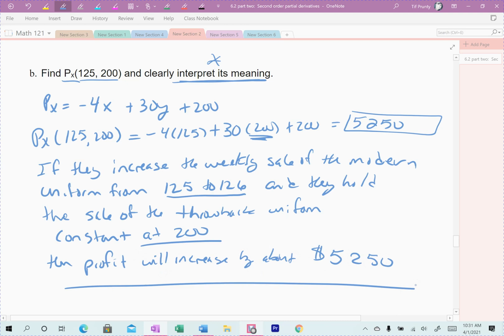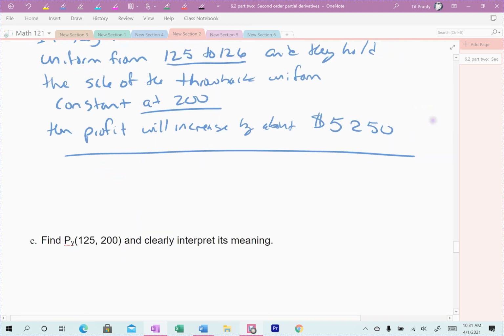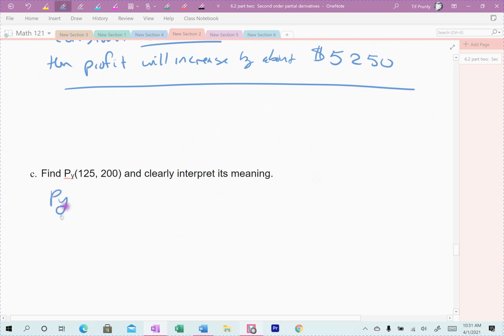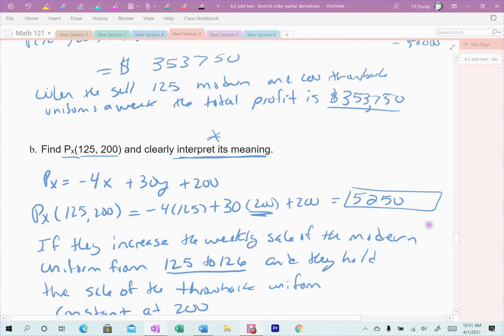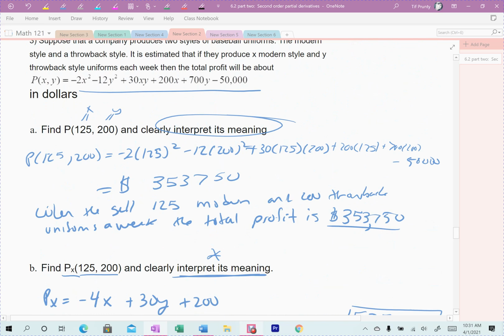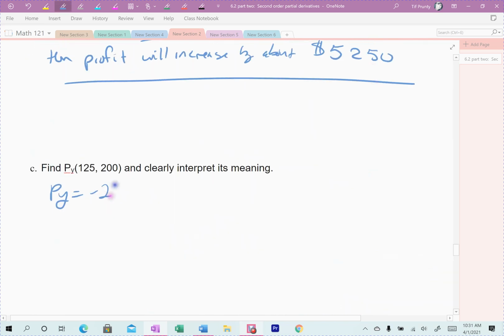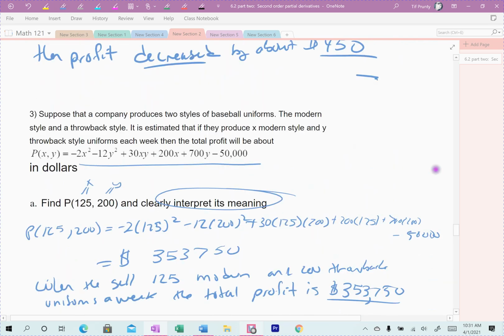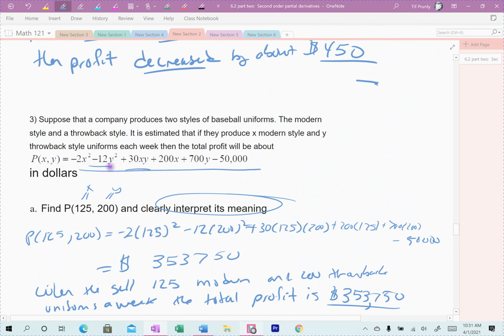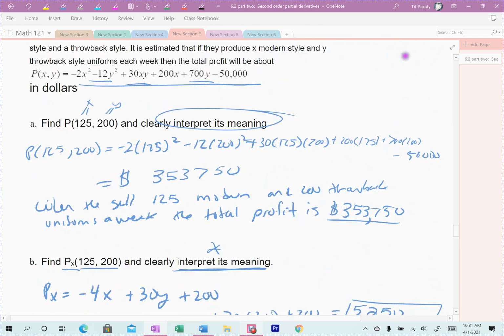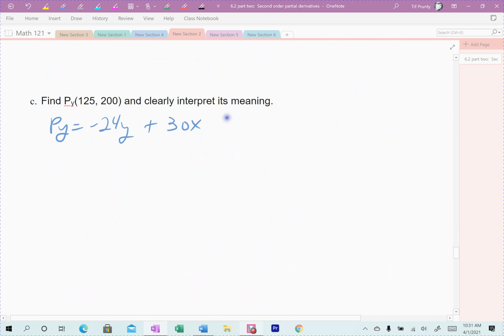Alright, I'm going to do the same thing, but now in terms of y. I'm going to find my derivative with respect to y and then plug in the same x and y values. So the derivative with respect to y, I get negative 24y plus 30x, and I'll double check that, but I believe that's what it was. Negative 24y, 30x plus 700. Then you plug in your x and your y, so f sub y at 125, 200.